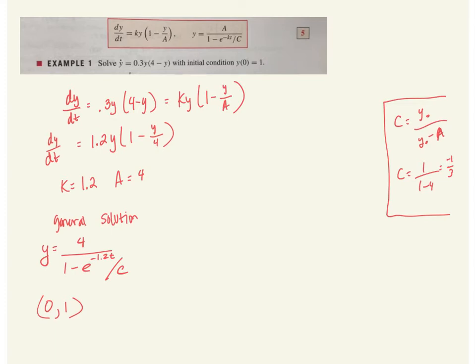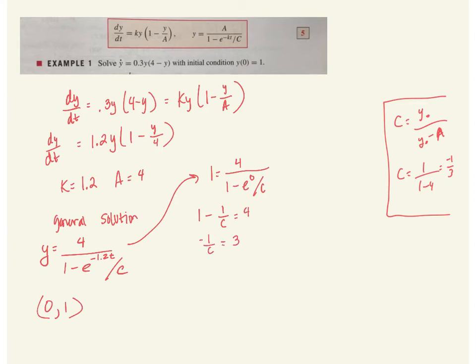So if we take (0, 1) and plug it into our general solution, we would then have 1 equal to 4 divided by 1 minus e to the negative 1.2 times 0 power, so e to the 0, divided by c. That makes this pretty manageable. I evaluated the e to the 0 as 1, and then I took that whole denominator and multiplied it to the left. So I really have 1 minus 1 over c is equal to 4. Okay, then I can subtract my 1.